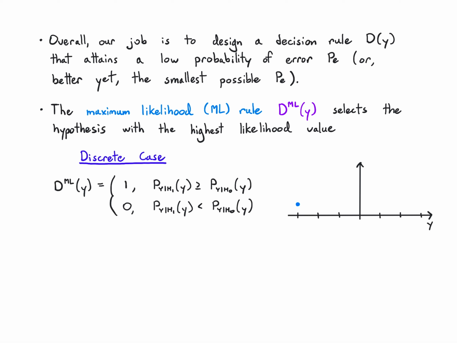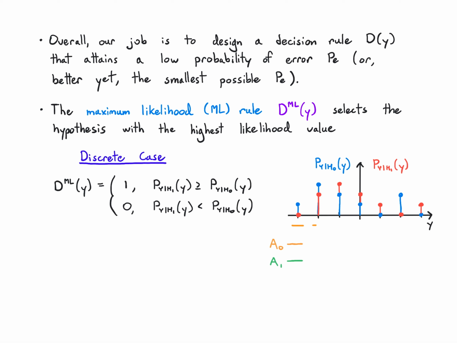Okay, let me show you what this is going to look like again with a cartoon. So let me draw my blue conditional PMF for probability of Y given H0, and my red one for the probability of Y given H1. Okay, so here we are. So this is what A0 and A1 are going to look like.